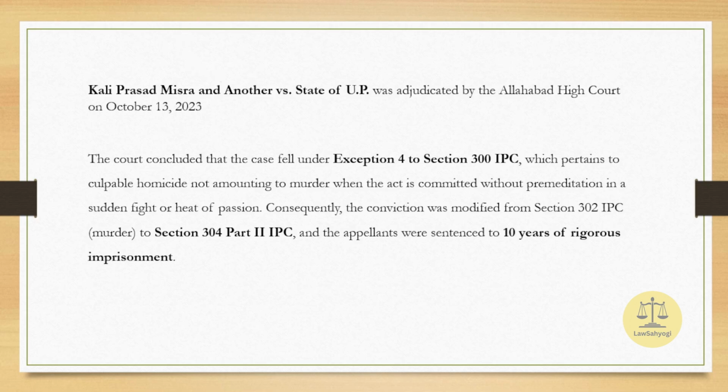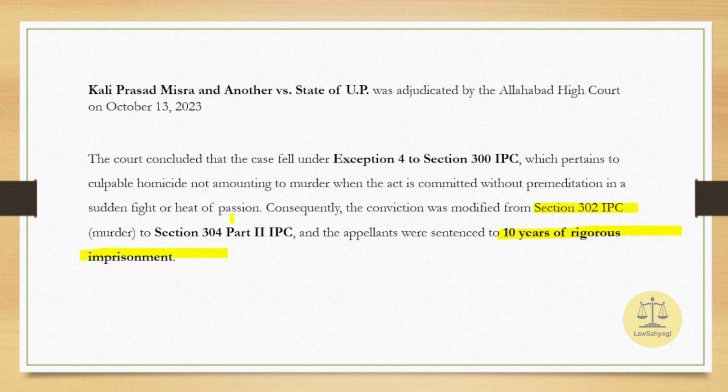Now, we will talk about Kali Prasad Mishra and another versus State of Uttar Pradesh. The case was adjudicated by the Allahabad High Court on October 13, 2023. In this case, the accused was convicted under Section 302 of the Indian Penal Code, that is murder. But later, after an appeal, the court re-evaluated the matter and converted the conviction to Section 304 of the Indian Penal Code, and the appellants were sentenced to 10 years of rigorous imprisonment.